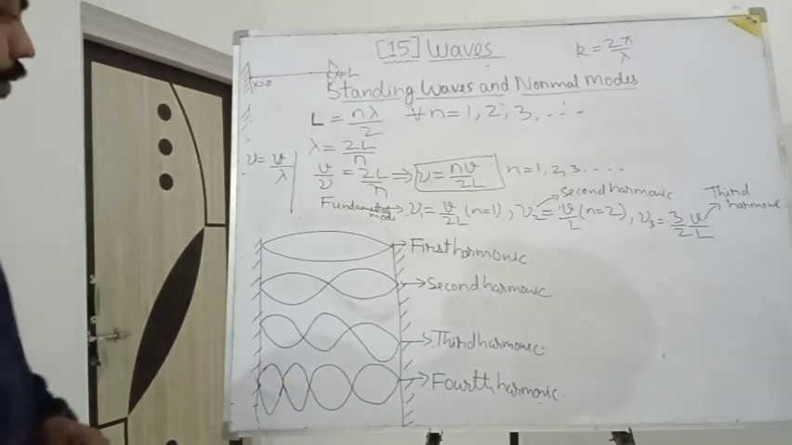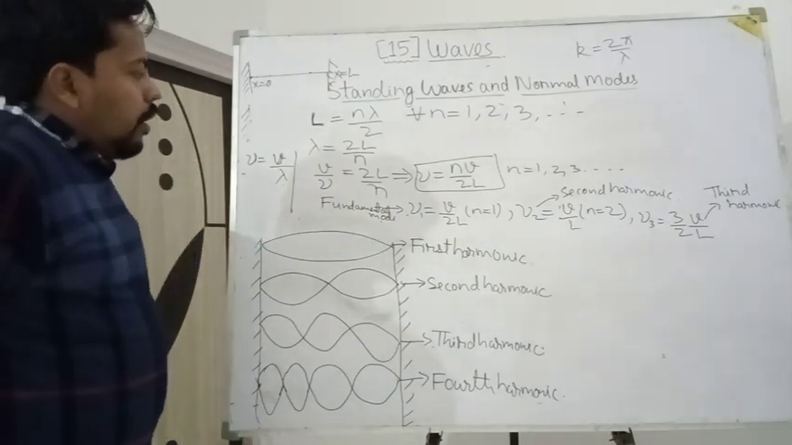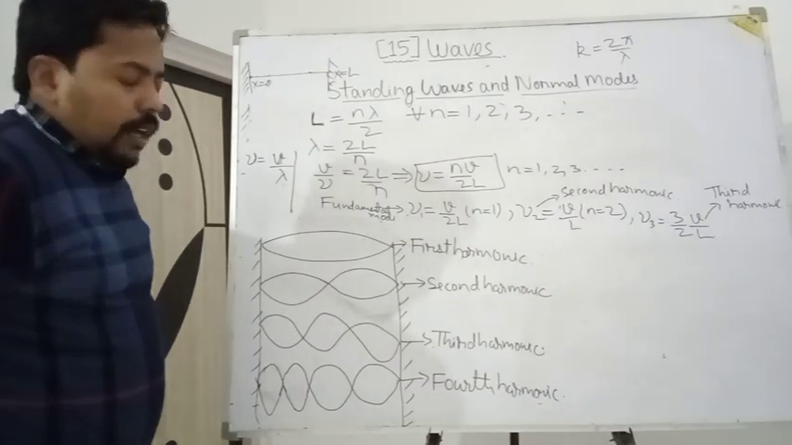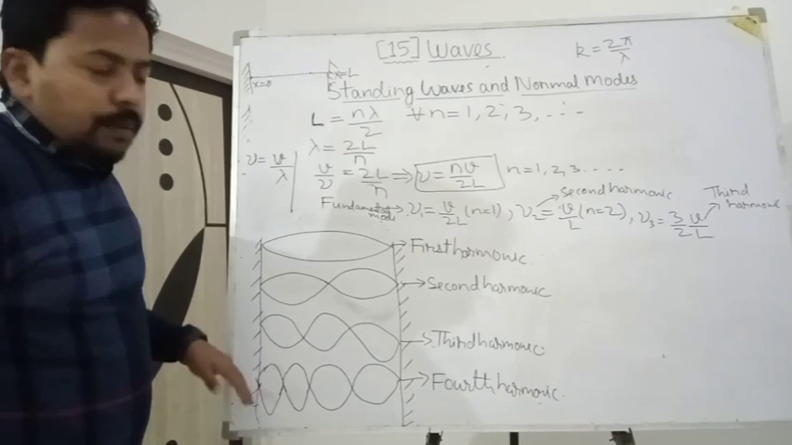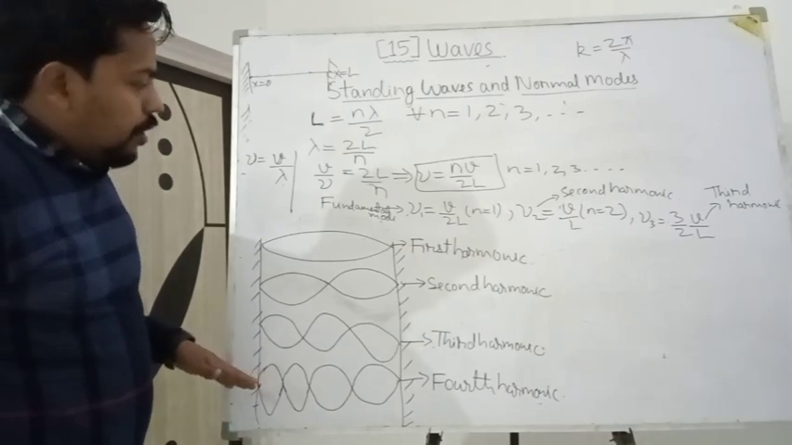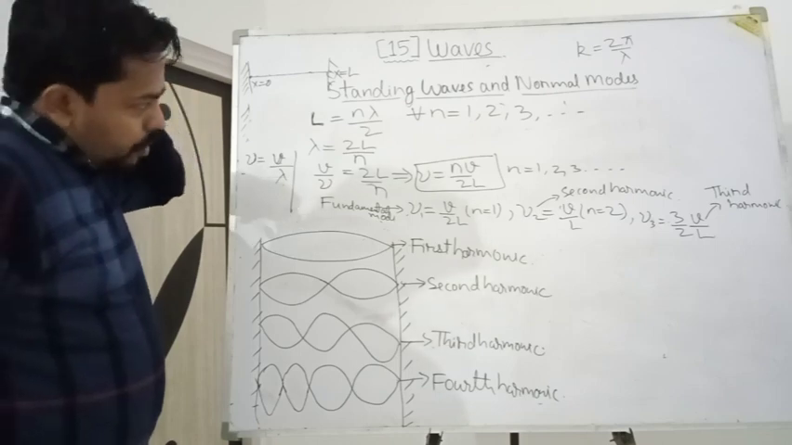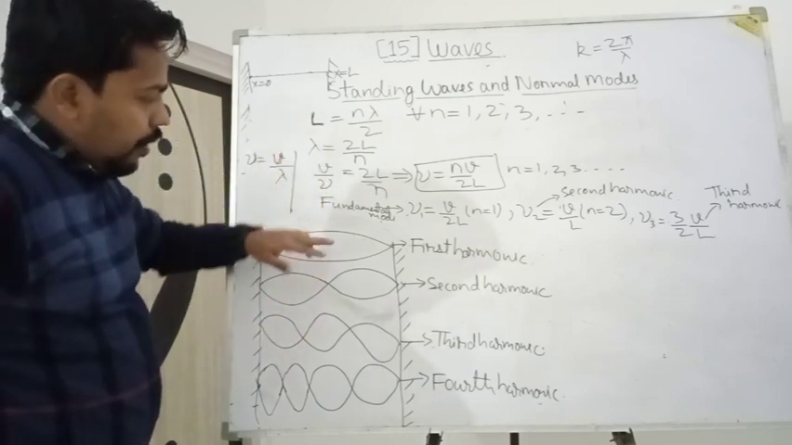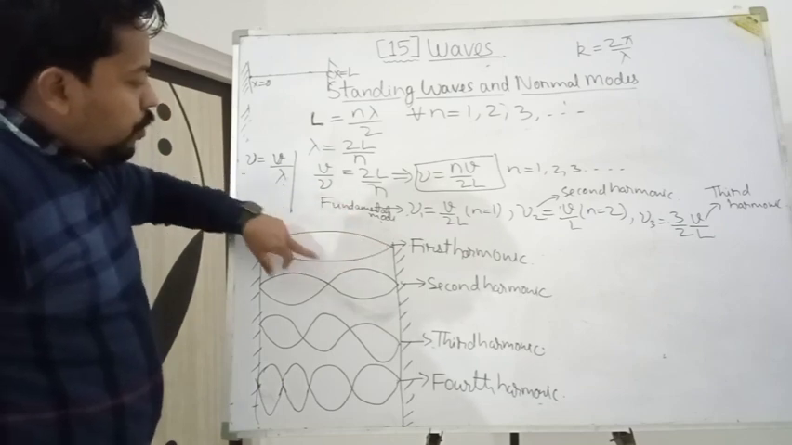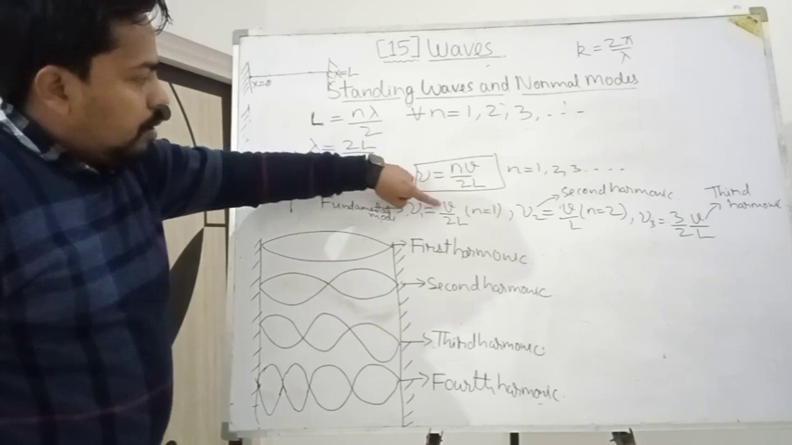From these figures you can see how we can display the first harmonic, second harmonic, third harmonic, fourth harmonic and so on, which will be generated in the string during the production of standing waves. Here you can see the normal modes of the oscillation represented. Here is the expression for the first harmonic, in which the frequency is how much?